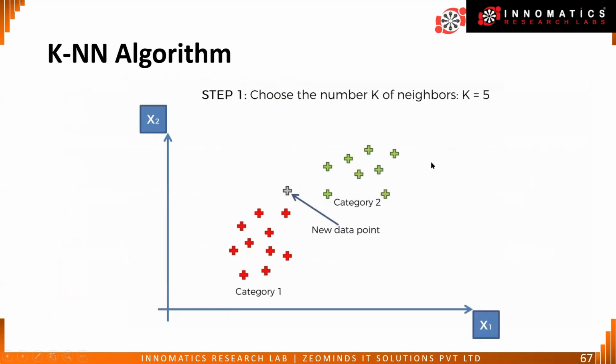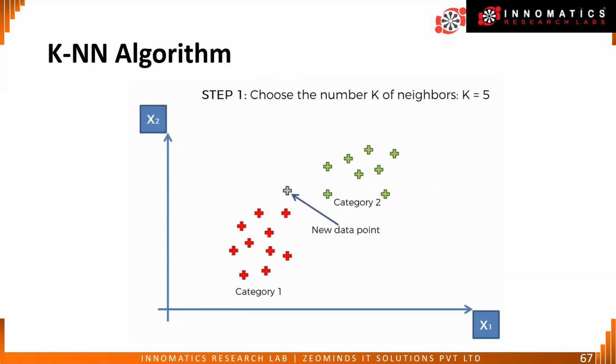Let's say this is the data point that was there, and I'll come back to this. Say I've selected k is equal to 5. K neighbors means I want to choose 5 neighbors, which are near to this data point. I want to choose the 5 nearest neighbors to it.